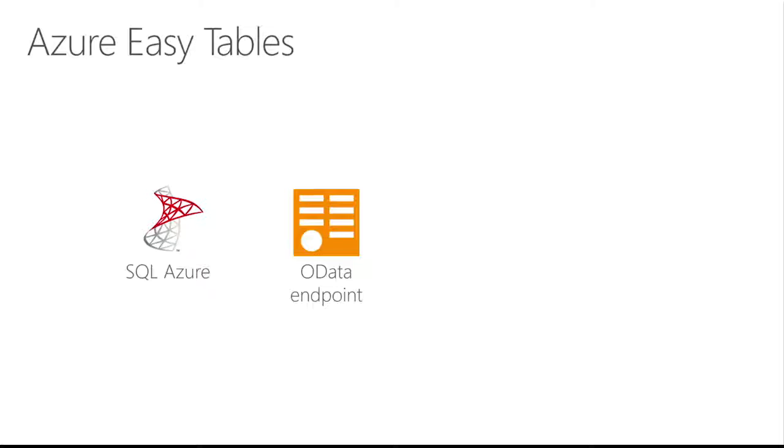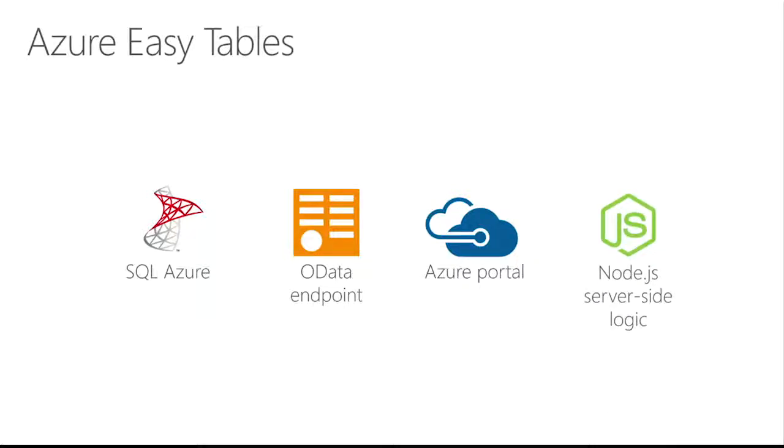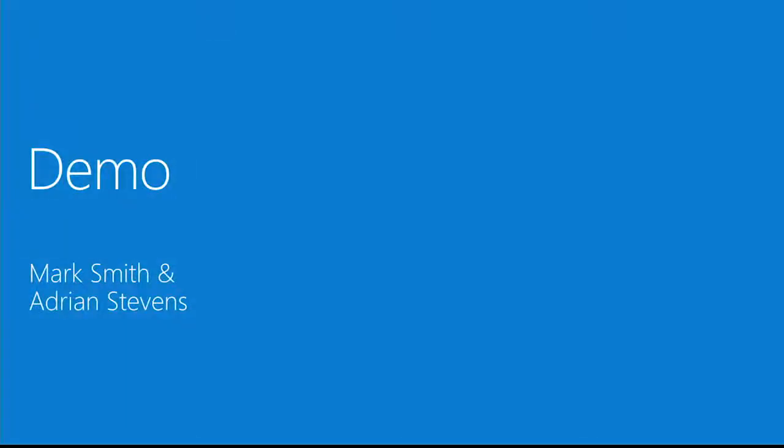OData is a standard way of interacting with data over the web. It's basically a REST interface, but they put some conventions around it to be able to do filtering and ordering and things like that, to be able to skip 10 entries and take the next. There's standard tooling with that as well. So it gives you the SQL sort of abilities, but on top of a REST endpoint. We can then work with this data through the Azure portal, or we can do it through server-side logic, and that logic can be Node.js, or we can use ASP.NET. Either one of those is possible. So let's look at that.